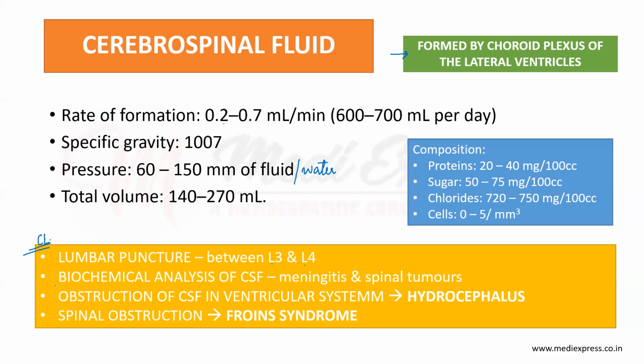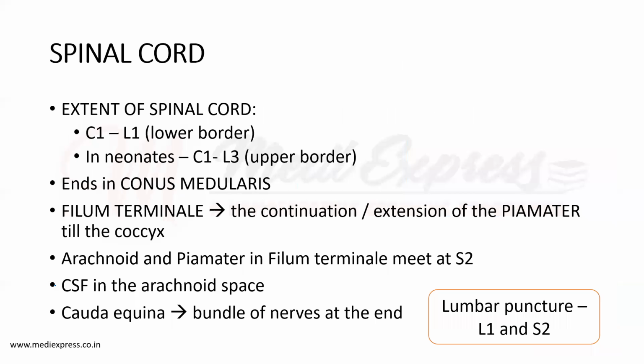Where do we do a lumbar puncture? It is done at the level between L3 and L4. Why do we do a biochemical analysis of CSF? To detect meningitis and spinal tumors. If there is an obstruction of the CSF in the ventricular system, what happens? We get a condition known as hydrocephalus. But if there is an obstruction of CSF in the spinal cord, we have Froin syndrome. So this is regarding the CSF, a very important topic.